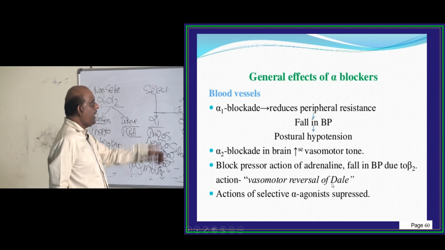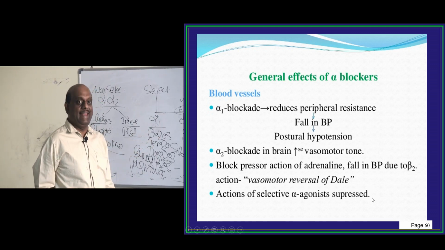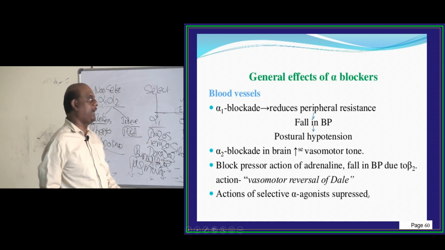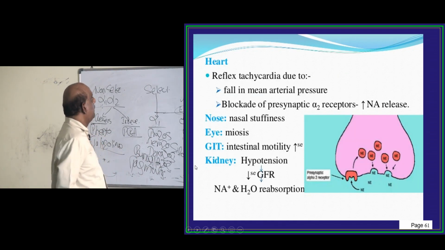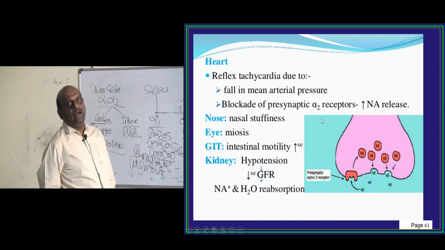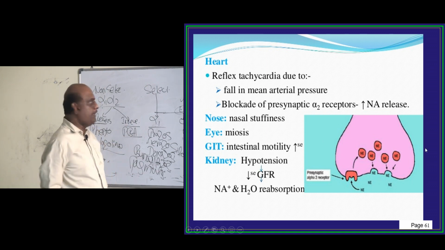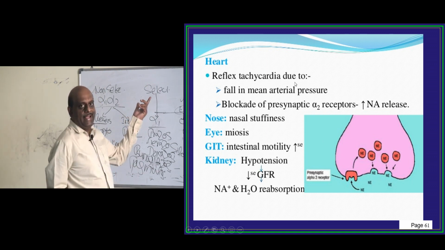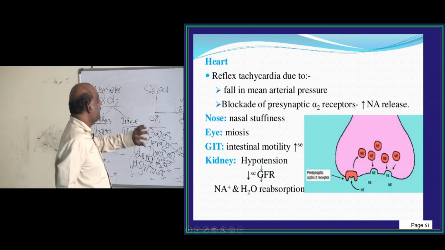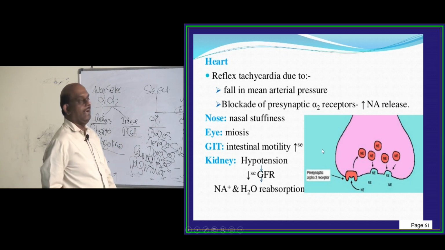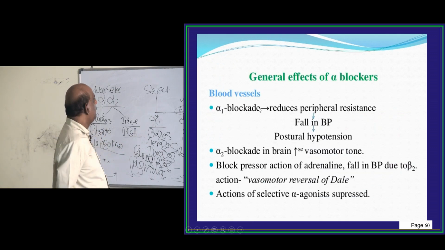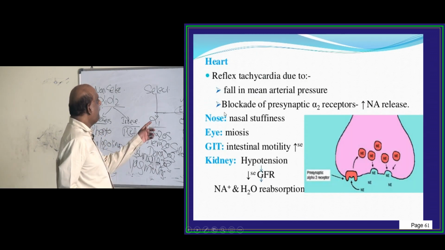And there is a vasomotor reversal of Dale if you give an alpha blocker before the epinephrine. Then on the heart, what is the effect of alpha blockers? Alpha blockers lead to reflex tachycardia because of the fall in the mean arterial pressure, is what needs to be remembered.